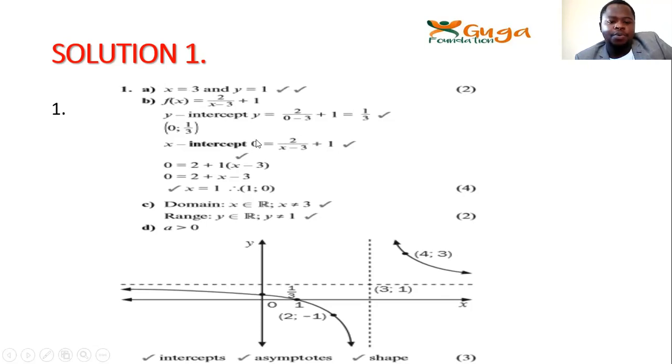And then now you plot the 2 points. (0, 1/3) is this point. And then another point is (1, 0). So it will be (1, 0) here. So now you can just join the 2 points, right? And then you can just come and draw the other graph this side.